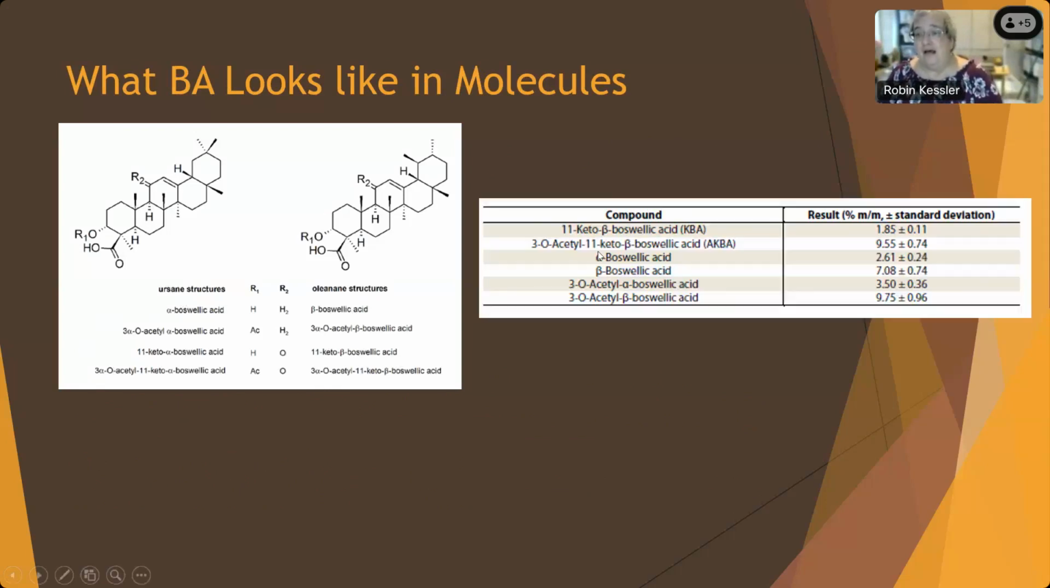And on a report very similar to a GC report, this is what is tested to see how much BA is in it. And what happens is you add up all these numbers, and that gives you the total amount of boswellic acid that's in that compound.